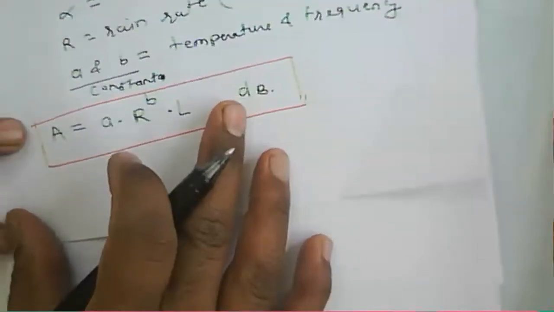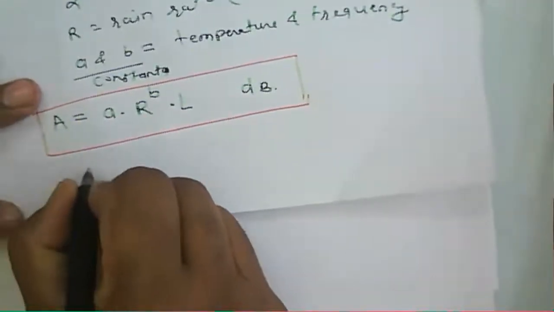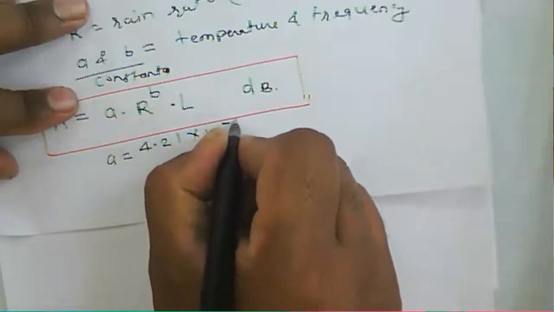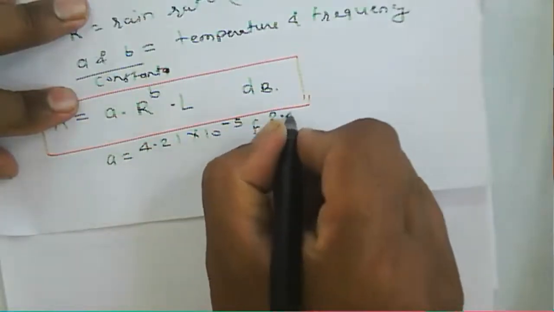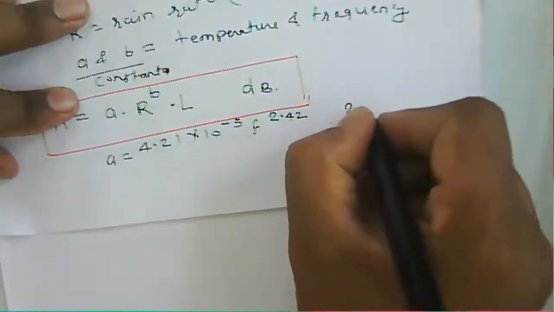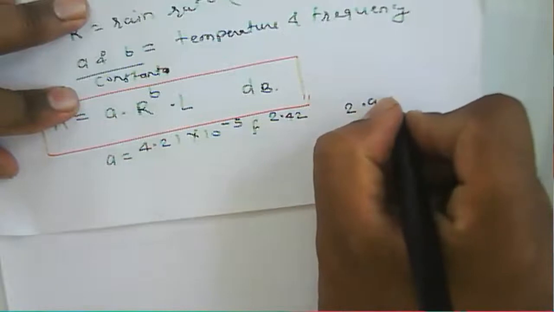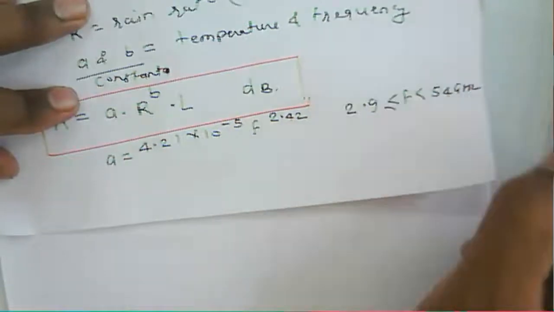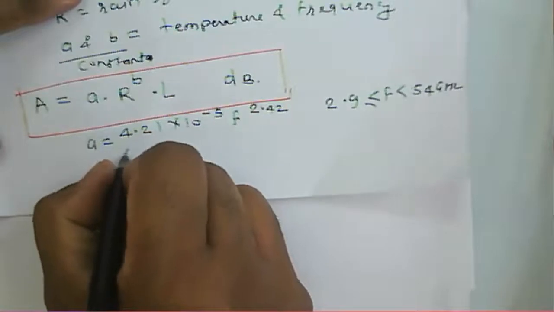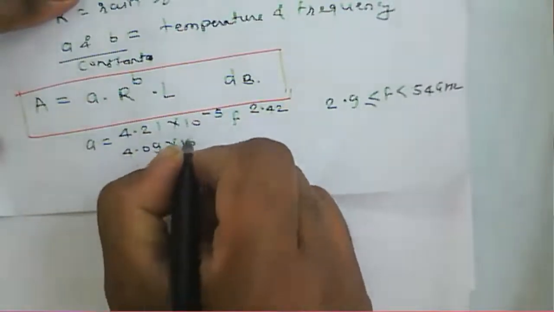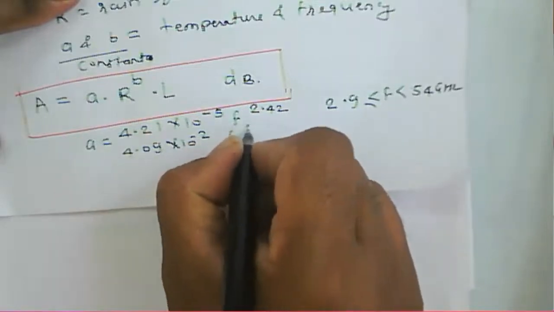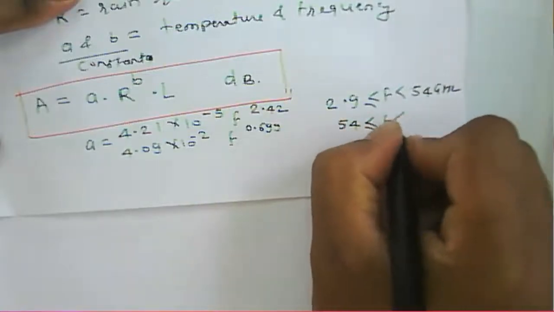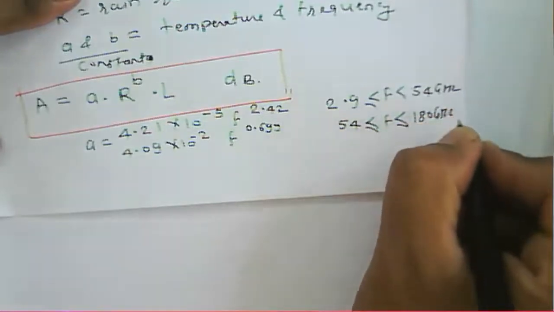But the factors a and b depend upon the frequency. a is equal to 4.21 into 10 to the power minus 5 into f raised to 2.42, when the frequency is in the range of 2.9 to 54 gigahertz. Again, the a value changes: it will be 4.09 into 10 to the power minus 2 into f raised to 0.699, when we have 54 less than or equal to f less than or equal to 180 gigahertz.